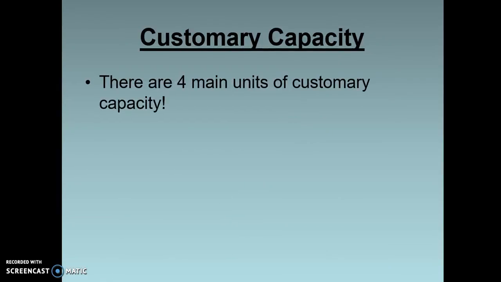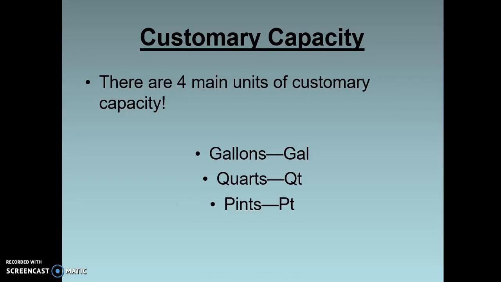There are four main units of customary capacity here in the U.S. Gallon, which is the largest. Quart, which is just beneath that. Pints, which fit inside of the quarts. And the smallest, cups. So let's use these four and talk a little bit more in detail about each.